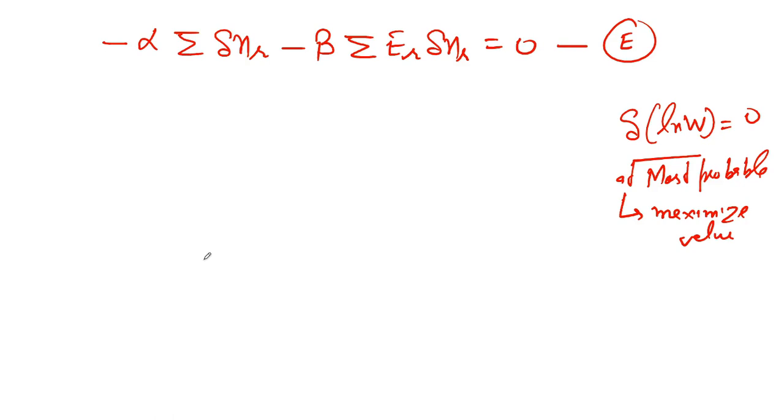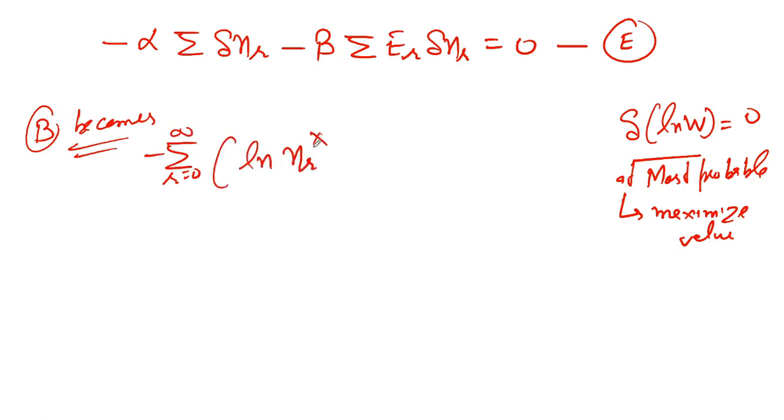So when this equation vanishes, we can rewrite our equation, so that is the B equation. So equation B becomes minus of summation r from 0 to infinity, at that point nr equal to nr star, that is at the most probable state, curly of nr equal to 0. So let us say this is our equation number F.